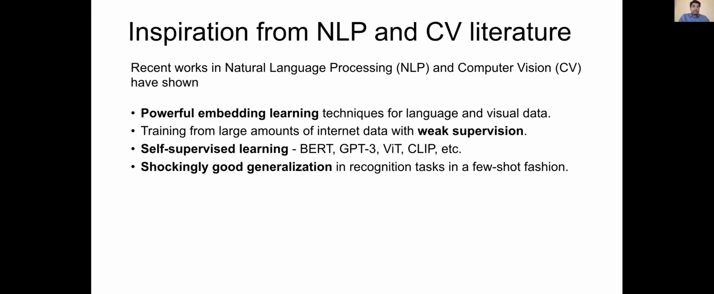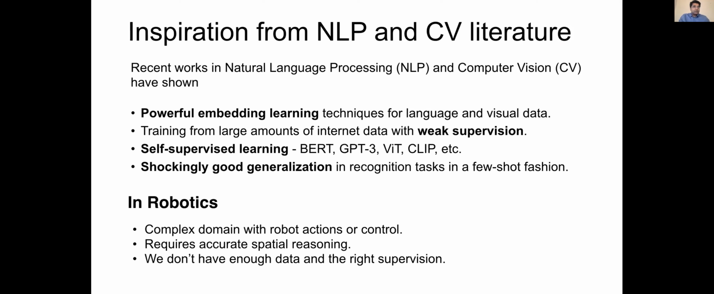However, in robotics, we should also think about the fact that it is a complex domain which involves robot control and actions that actually change the world. Moreover, it requires accurate spatial reasoning. And we do not have enough data for all of the tasks that we would like to approach, and we do not know what the right supervision is to have this translate to the robotics domain.